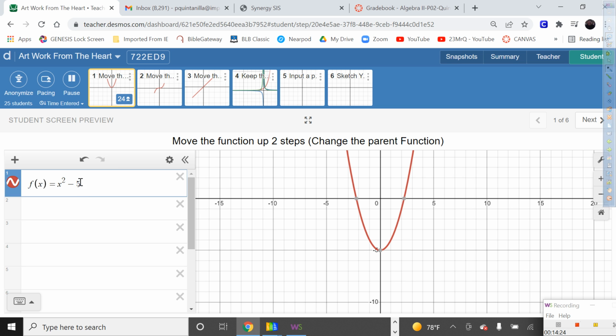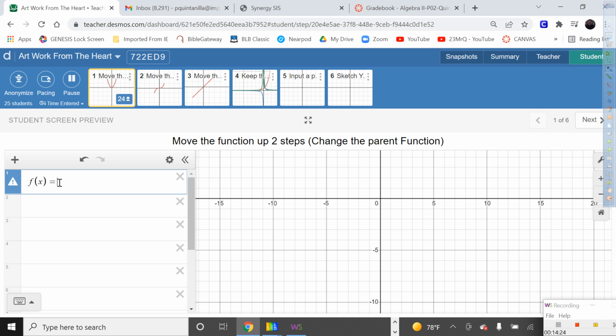Tell your neighbor what you need to change in this function in order to move that quadratic function to the right 5 steps. What do we need to do to move it to the right? What do you think, Vince? What do we do? Still working on it. Okay. What do we type in here to move it to the right? In parentheses. So I'm going to erase this.